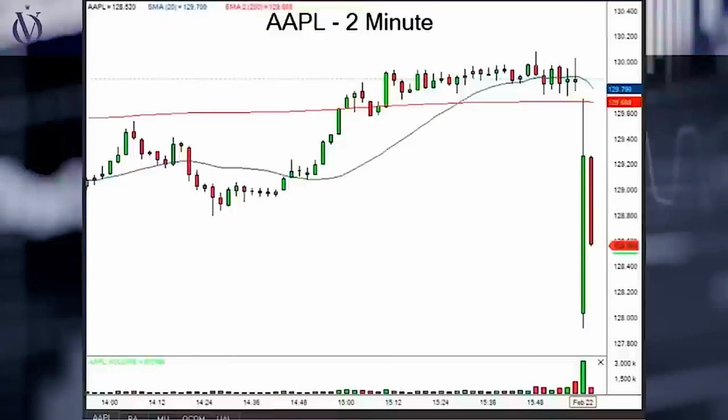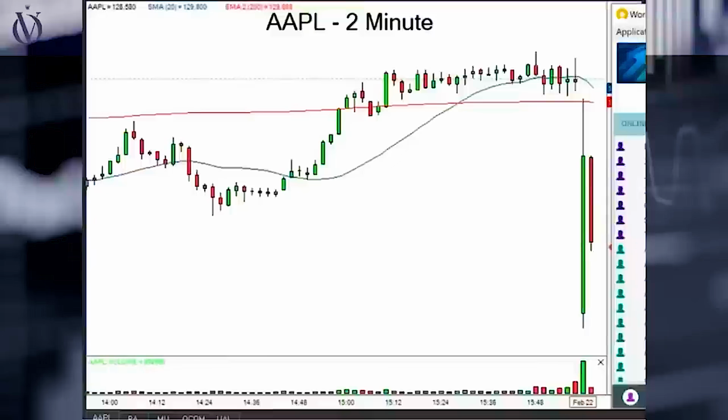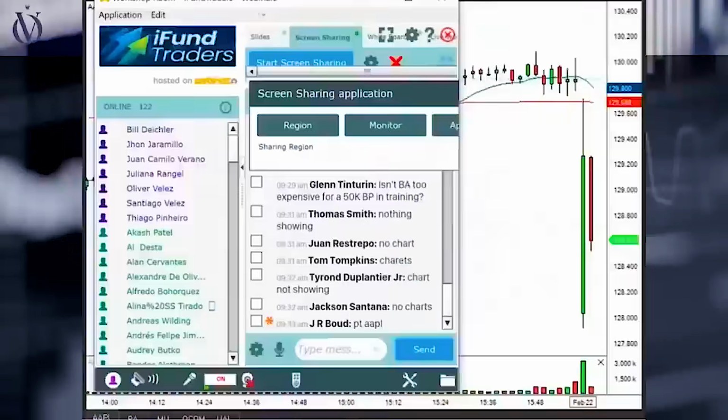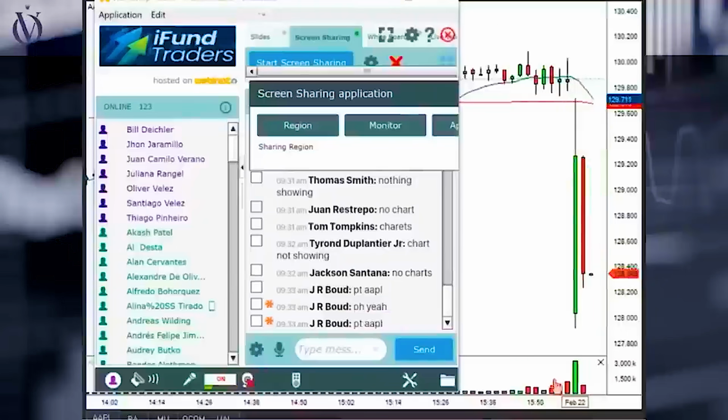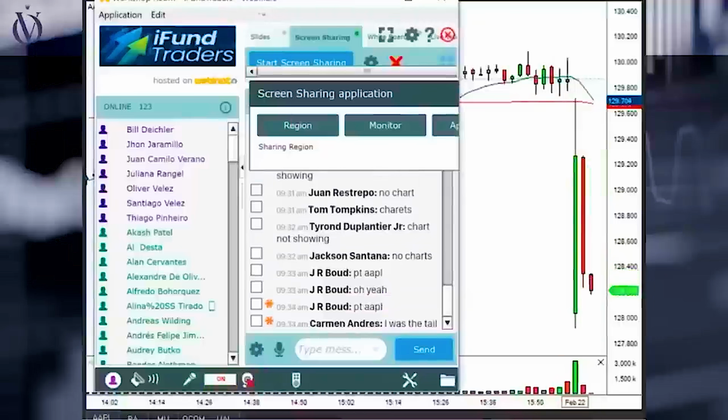Playing off these supports, nice JR. JR took the Apple as well. Nice, guys. Boom. Apple. Love it. So JR, did you play that the same way I did? Did you have the orders up there and let Apple move into your short orders? Did you do it like that? Beautiful. I teach my traders so well. I love it.